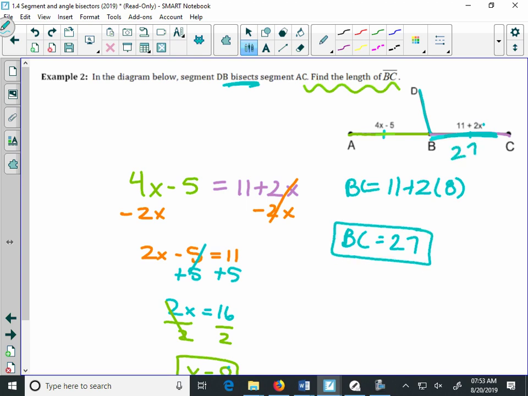Without doing any math, what's the length of AB? 27, they're the same. What's the length of the whole entire segment? 54. Yeah, I understand. From here to here is 54. Questions over that? So whenever you see bisector, that means two things are equal.